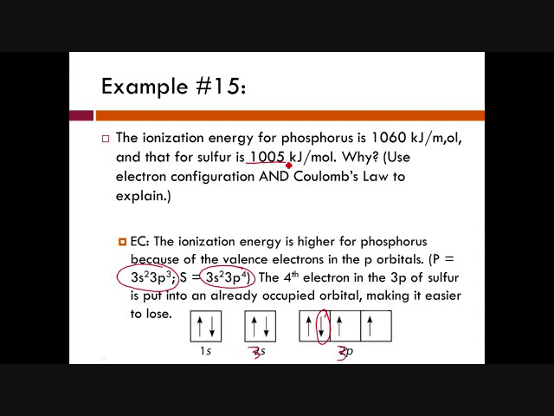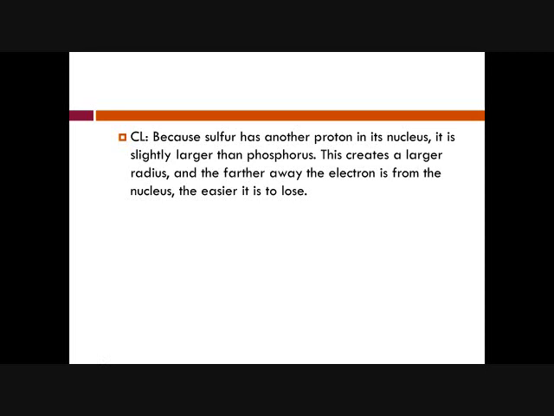Do you remember Coulomb's law from yesterday? We talked about that equation, but we don't actually solve the equation. We just use it to explain. It all has to do with the interaction of the nucleus, the protons in the nucleus, and the electrons on the outside. Okay? So for the Coulomb's law explanation, sulfur not only has an extra electron, but it also has an extra proton. So by having an extra proton, it has a nucleus that is slightly larger than phosphorus. And it creates, with that extra electron, also a larger atomic radius in general.